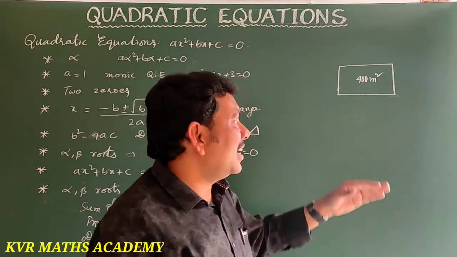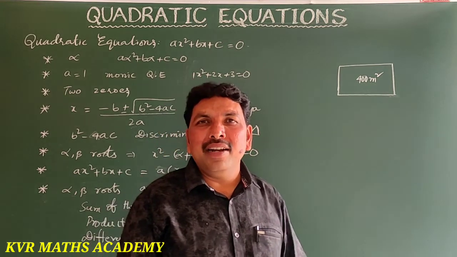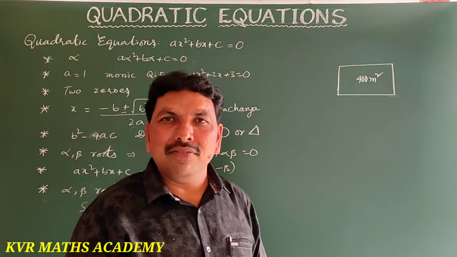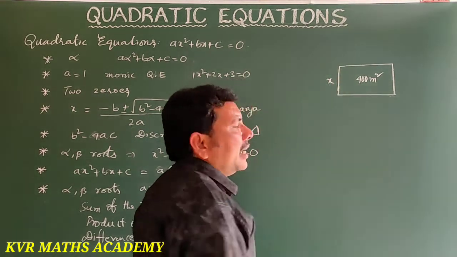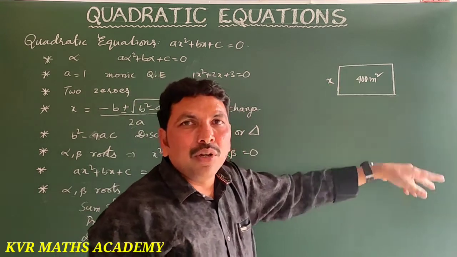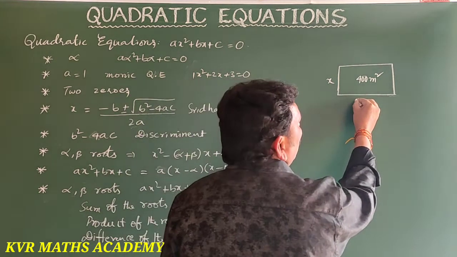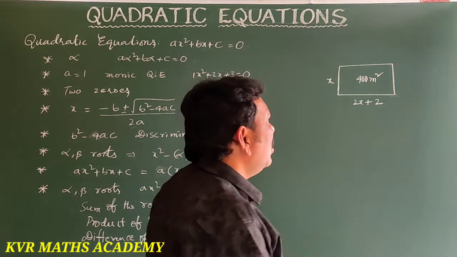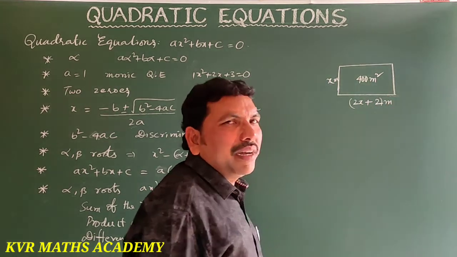Yes, exactly. Clearly it is given that the length of the rectangle is 2 meters more than twice that of the breadth. So how can you find the length and breadth of the rectangle? Let us find. See, suppose I have taken the breadth as x. Then length will be equal to 2 meters more than twice the breadth. Twice the breadth means 2x, plus 2 meters more. So the breadth will be x meters and the length will be 2x plus 2 meters.